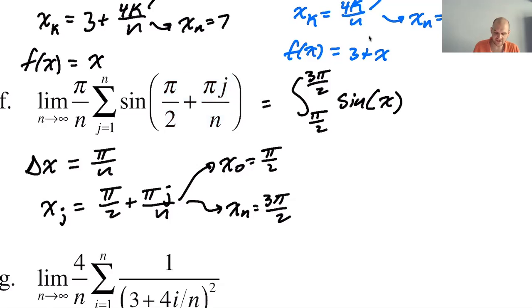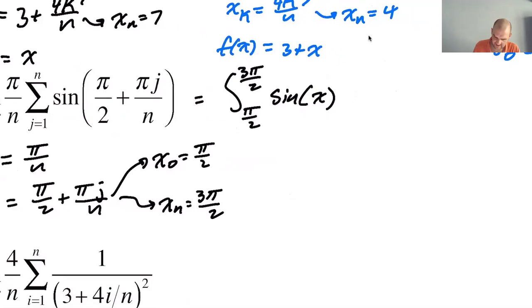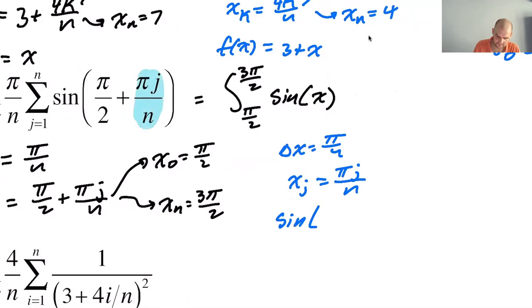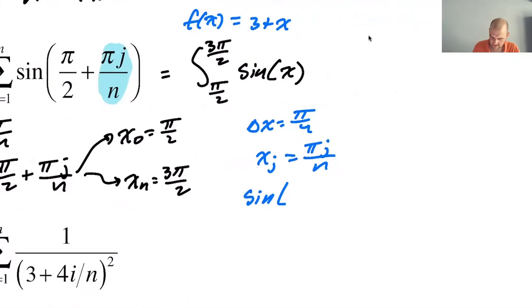But rational people can disagree on that and can think instead, delta x is definitely pi over n, but x sub j for some people is just going to be pi times j over n. And then you didn't make it all of that, you just made it this. So you're doing sine of pi over 2 plus x sub j. Pi over 2 plus x is f of x.